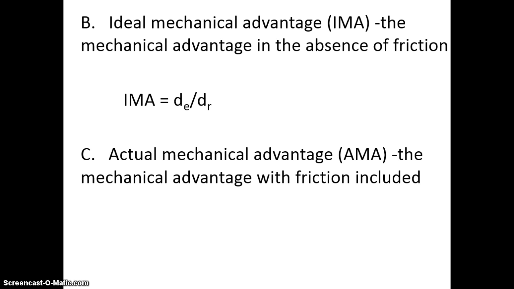The actual mechanical advantage is the mechanical advantage with friction included. And that is AMA equals FR over FE. Because actual mechanical advantage includes friction, the actual mechanical advantage will always be less than the ideal mechanical advantage.